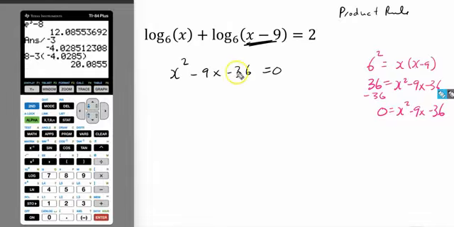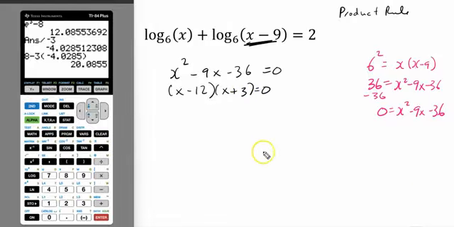Now, once again, I can solve that for x using the quadratic formula, or I can try and factor it. If you can factor it, I prefer to, because the quadratic formula can be messy. Are there two numbers that multiply together to give you negative 36, but at the same time add up together to give you negative 9? And yes, there are. Negative 12 and positive 3. Negative 12 times 3 is negative 36. And negative 12 plus 3 is negative 9. So negative 12 and positive 3 is how I factor it.